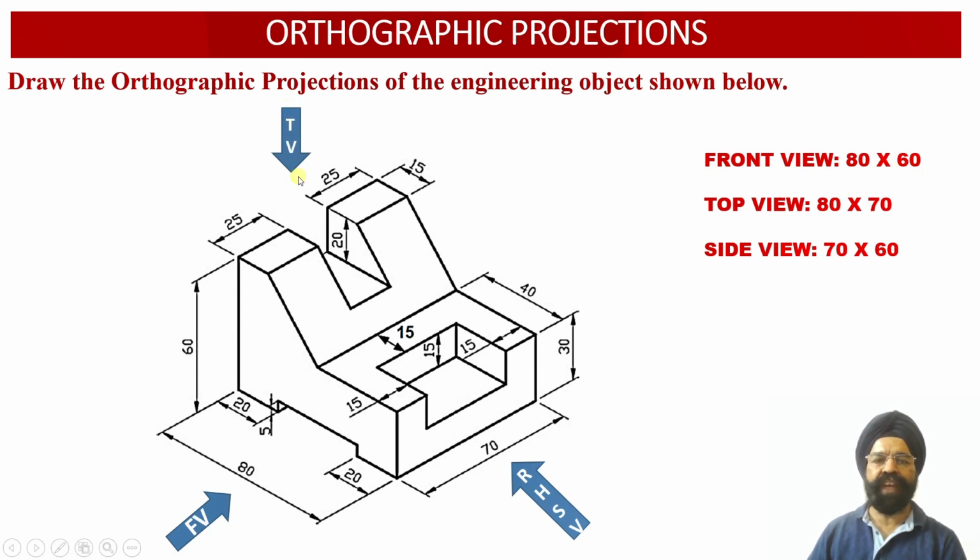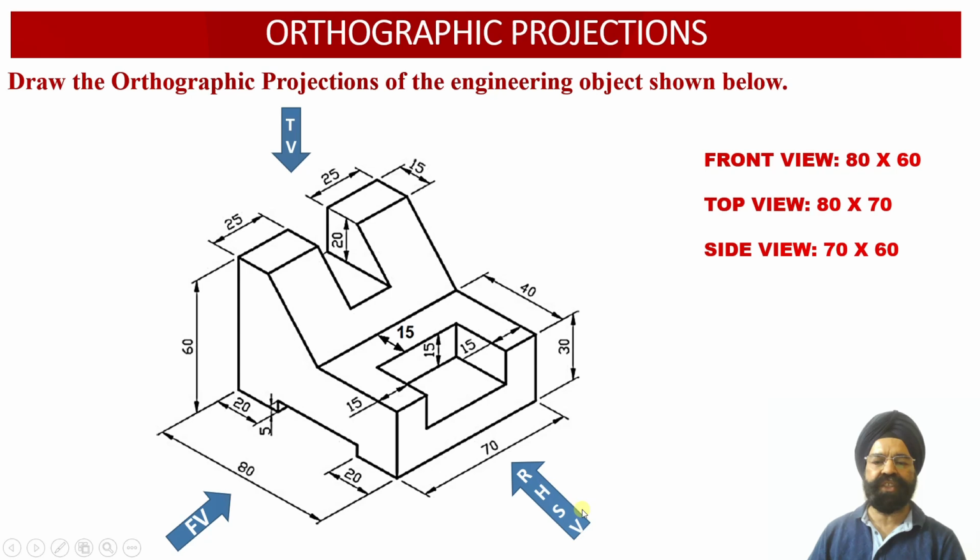Now when we look at the solid from the top, once again we observe that the width of the solid is 80 millimeter, while the depth of the solid is equal to 70 millimeter. So the dimensions of the top view face of the solid will be 80 millimeter width and 70 millimeter depth.